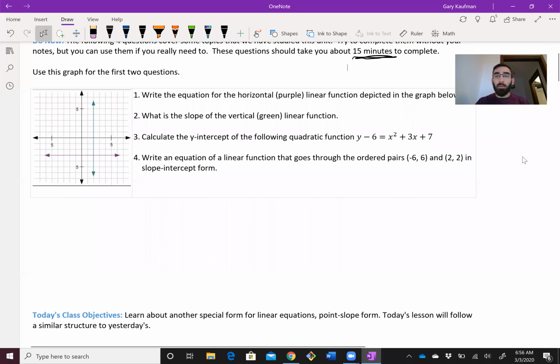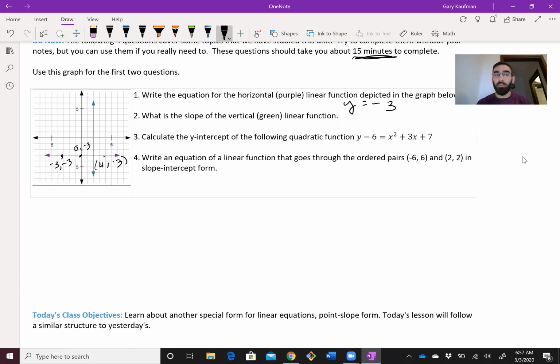So I'm going to scroll down a little bit. So the strategy for writing the equations of the horizontal line. Now the horizontal line, if you take a look at it, you could see that every ordered pair, for example, this one right here, that's -3, comma -3. This one right here is 0, -3. This one right here is 4, -3. What's always true? Y equals -3. So that's the answer to question number 1.